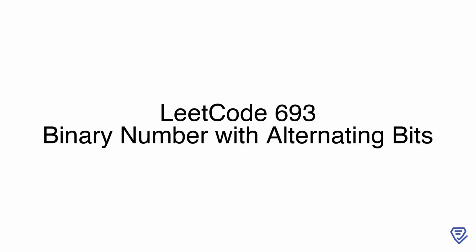Welcome! In this session, we'll tackle LeetCode problem number 693, titled Binary Number with Alternating Bits. This is a great problem to strengthen your understanding of binary representations and bitwise operations. Let's dive in and explore the problem in detail.